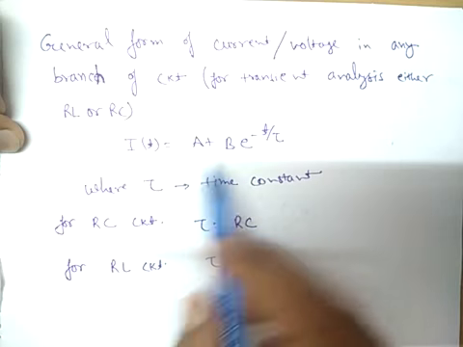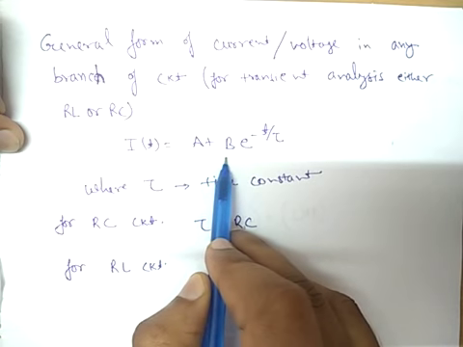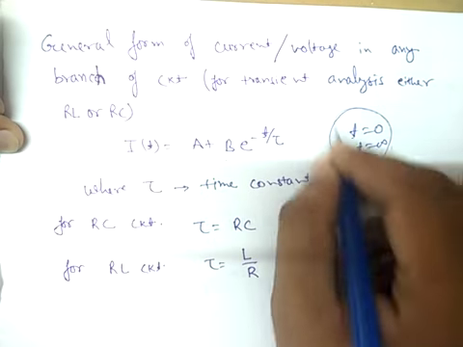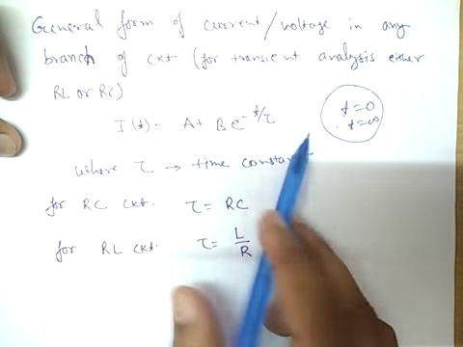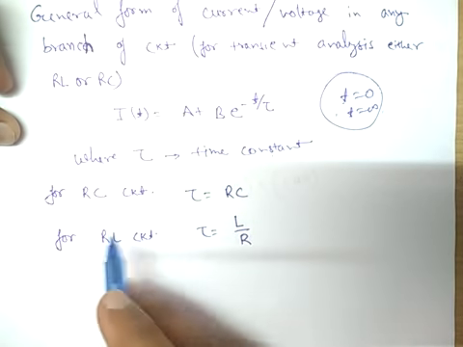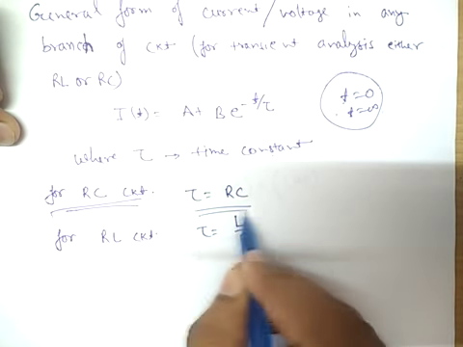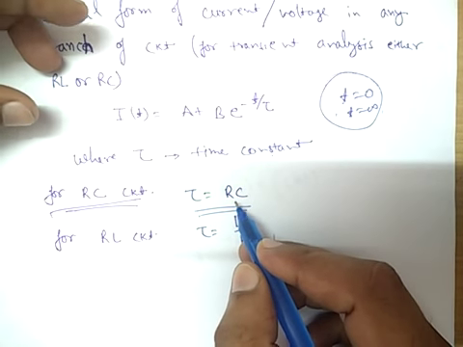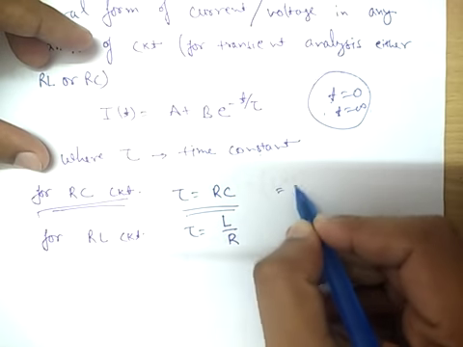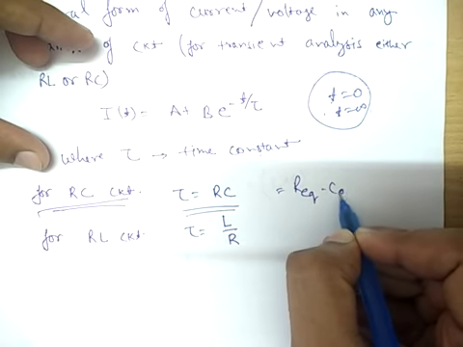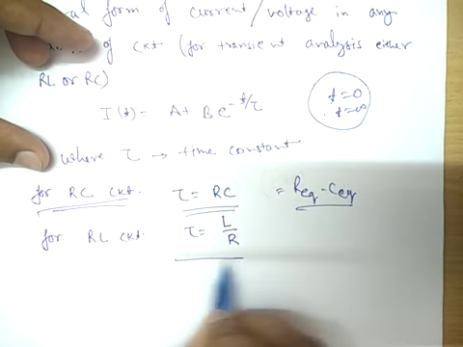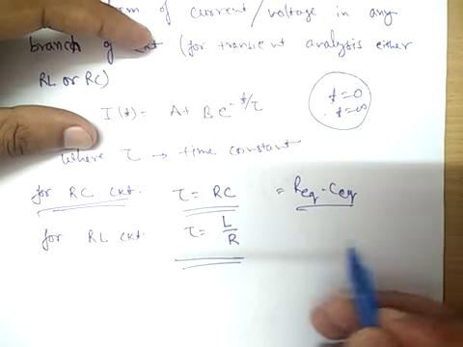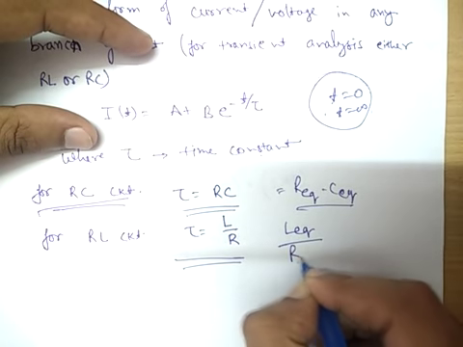Now what is this? Here A and B are constants that we will find using the values of current at t equals 0 and t equals infinity, and tau is just the time constant, as we all know. For an RC circuit, tau equals RC. Sometimes there may be many resistances and many capacitances, so we find R equivalent times C equivalent. Similarly for an RL circuit, tau equals L by R. If there are multiple L and R, then we use L equivalent divided by R equivalent.